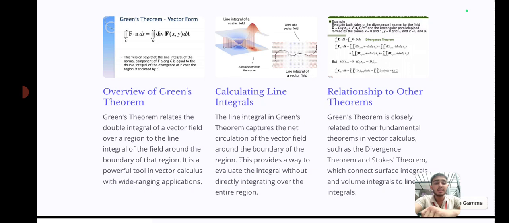Calculating line integrals: Green's theorem captures the net circulation of the vector field around the boundary of the region, which provides a way to evaluate the integral without directly integrating over the entire region. Relationship to other theorems: Green's theorem is closely related to other fundamental theorems in vector calculus, such as the divergence theorem and Stokes' theorem, which connect surface integrals and volume integrals to line integrals.